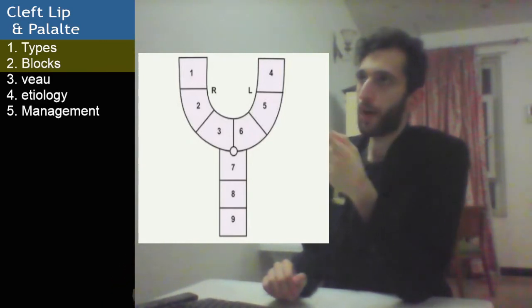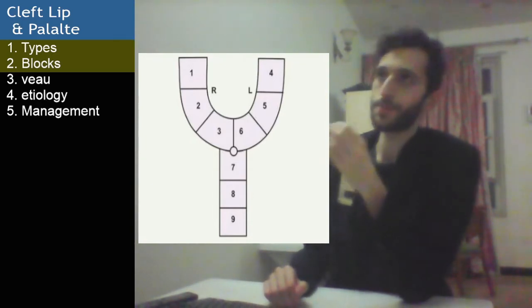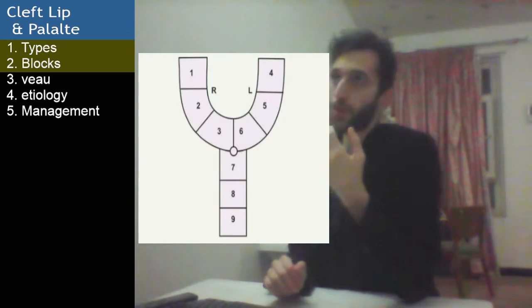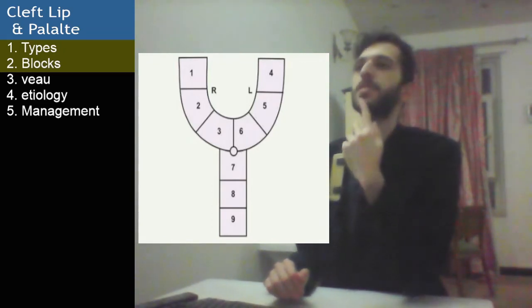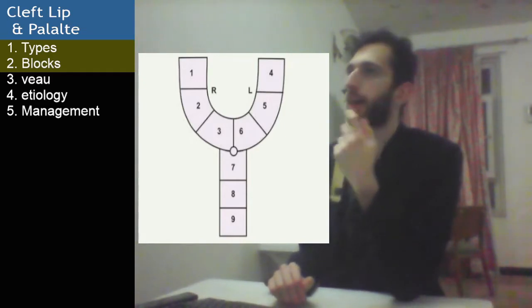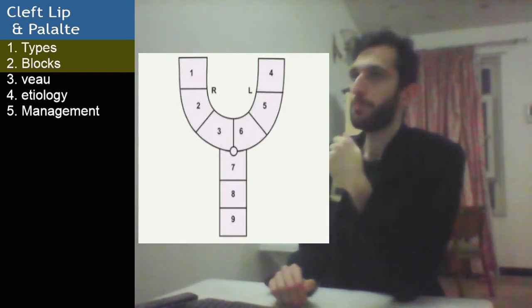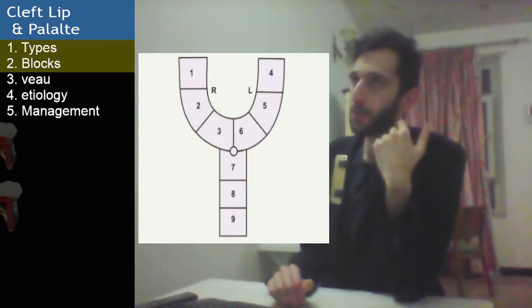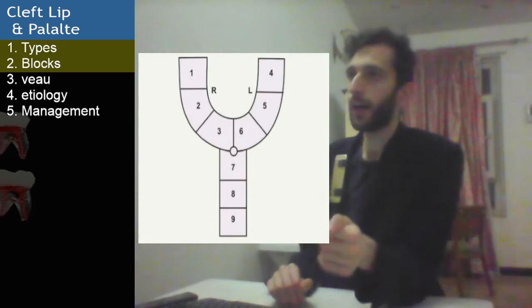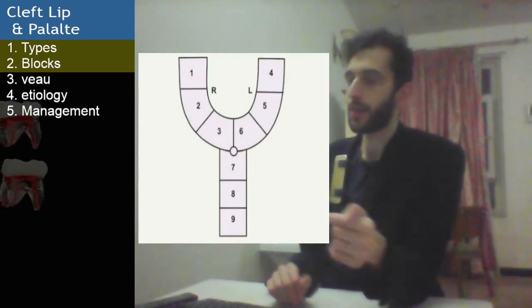Then 5 and 2, 3 and 6, that means it involves the hard palate up to the incisive papilla. This is the incisive papilla, and this is the anterior portion of the hard palate. 7 and 8 here involve the posterior portion of the hard palate, and 9 involves the soft palate.